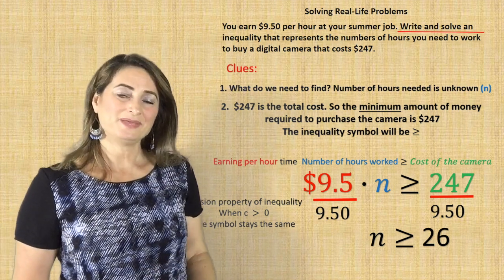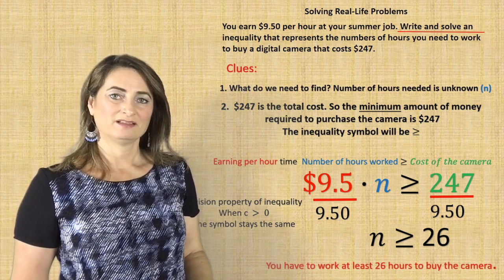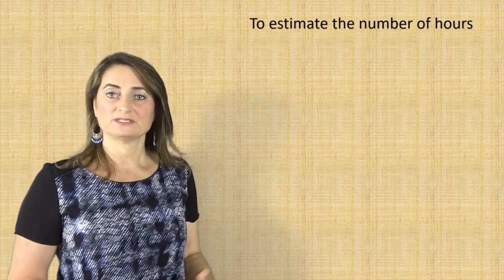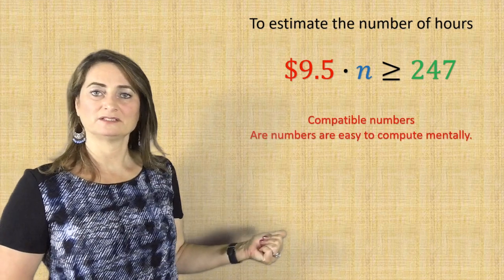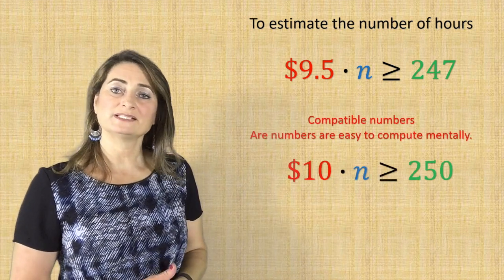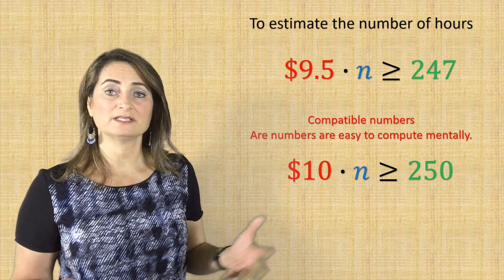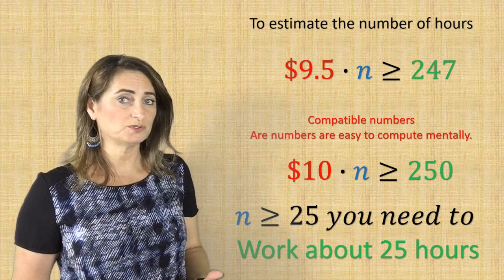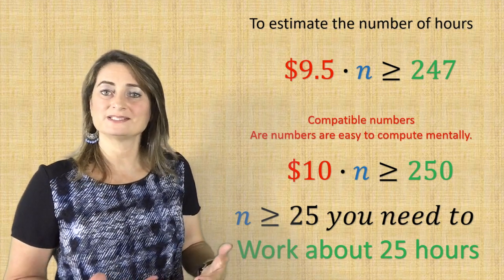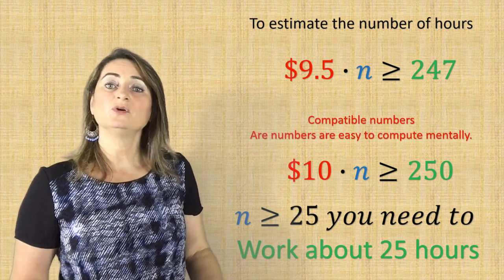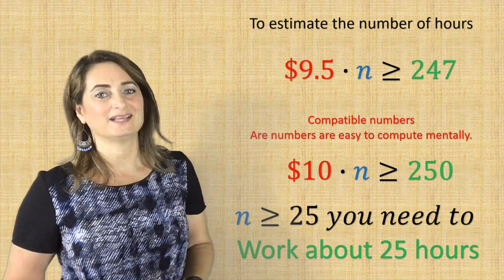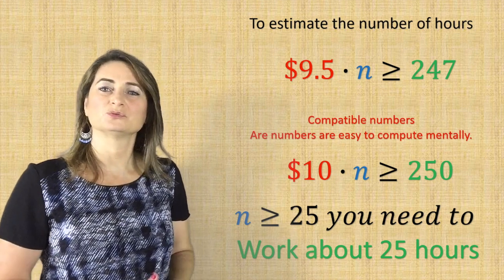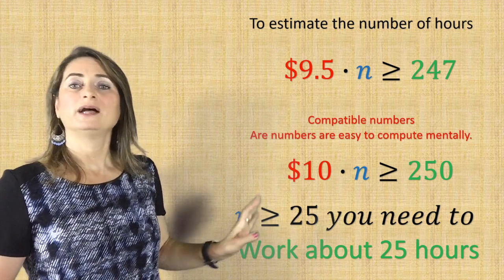Now, can we estimate to see if my solution is right? Without doing all this, we use compatible numbers. So estimate $9.50 to $10 and $247 to $250. Then divide both sides by 10, because compatible numbers are easy to deal with. That's why we choose them. 250 divided by 10 is 25. So I know I need to work more than 25 hours as an estimate. But to make sure how many hours I need to work to afford buying that camera, I need to do all this work.